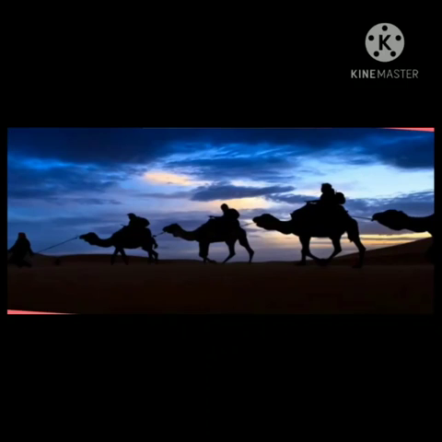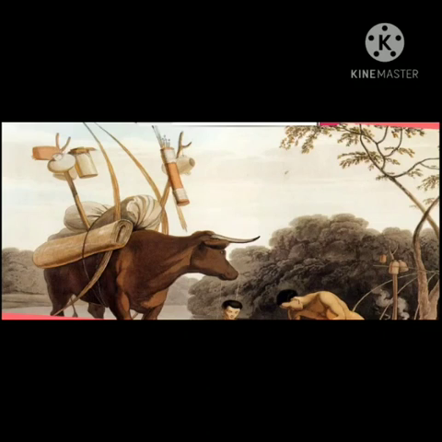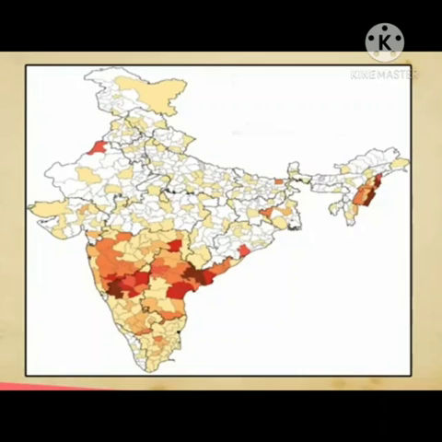Now we will talk about occupation. The method of livelihood to earn a living is called occupation. Means of livelihood differ from each other in rural and urban areas. As India is a land of nearly 6 lakh villages, these villages are located in different settings and surroundings.